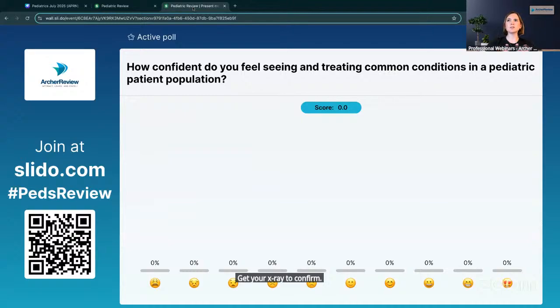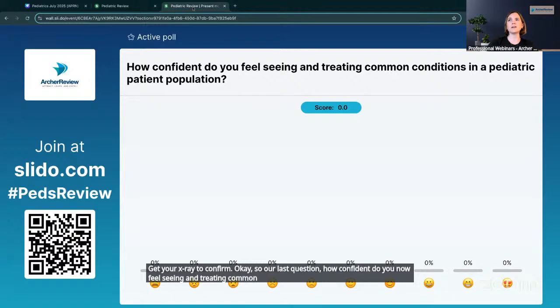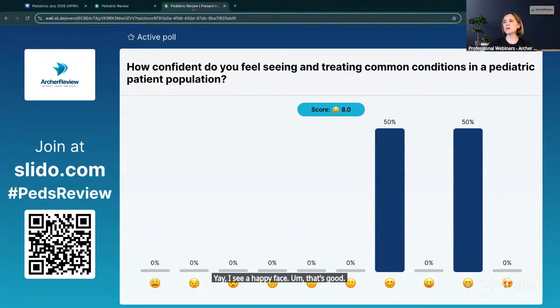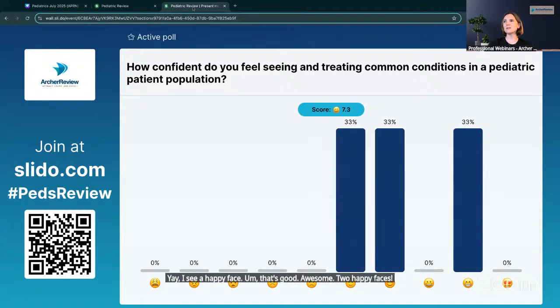Okay, so our last question, how confident do you now feel seeing and treating common conditions in pediatric populations? Anyone feeling any better? Feeling a little improvement in our scores? Yay, I see a happy face. That's good. Awesome. 2 happy faces. I hope it's helped you guys a little bit.